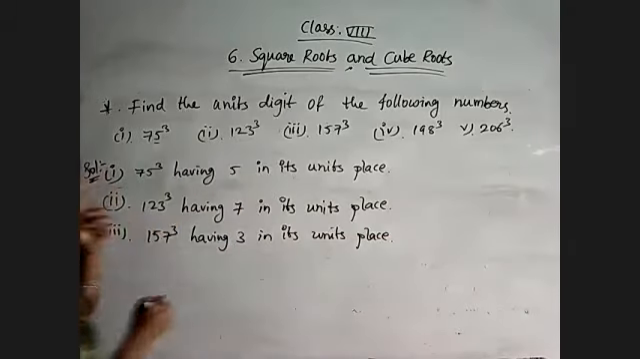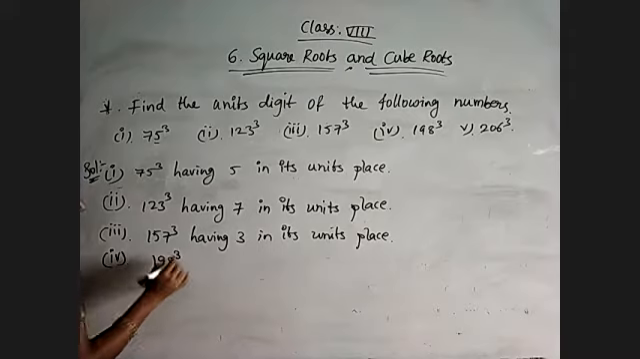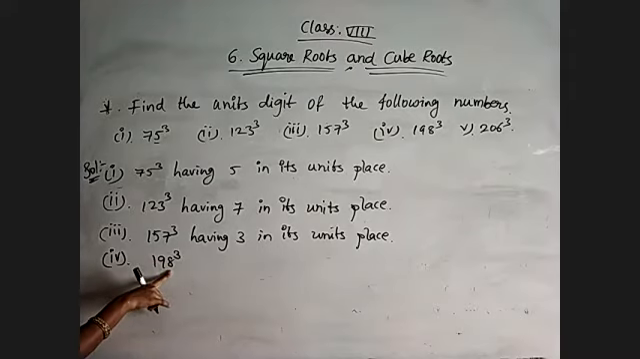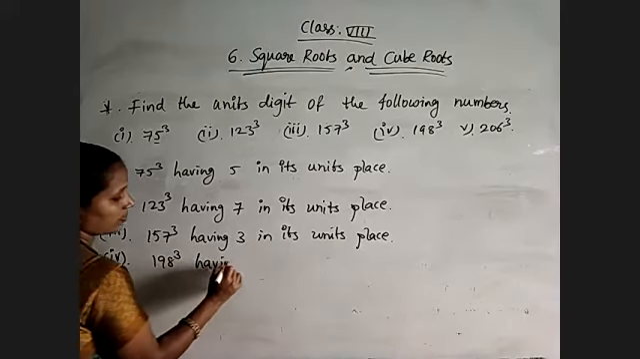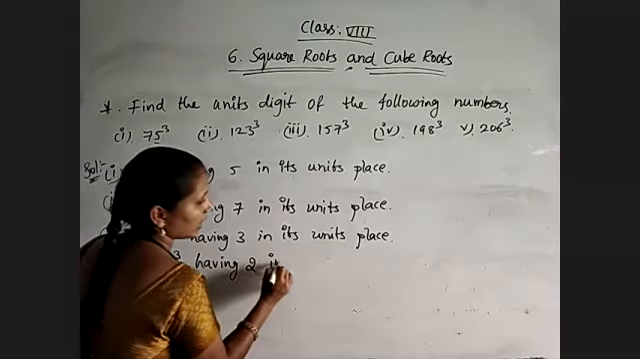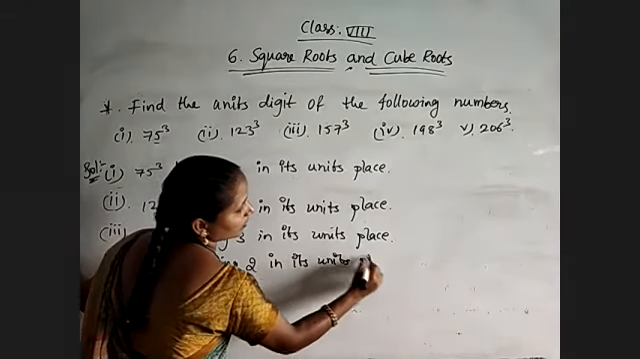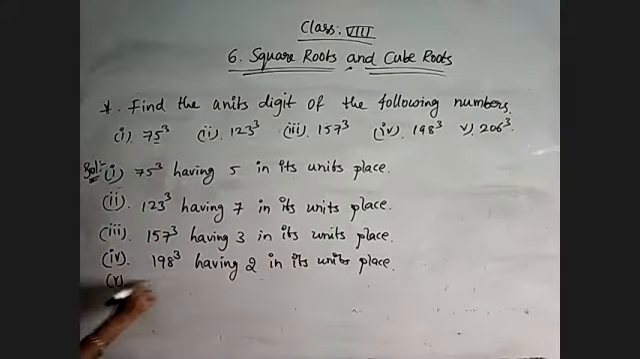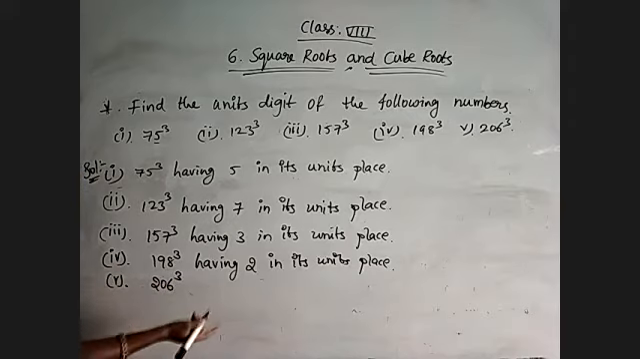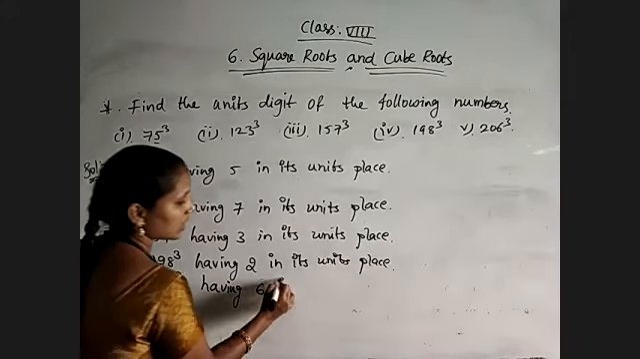And coming to 198 cube. Because the unit digit is 8, we will get 2, having 2 in its unit place. And 206. Because the unit digit is 6, we will get the same number in their cubes also. So having 6 in its unit place.